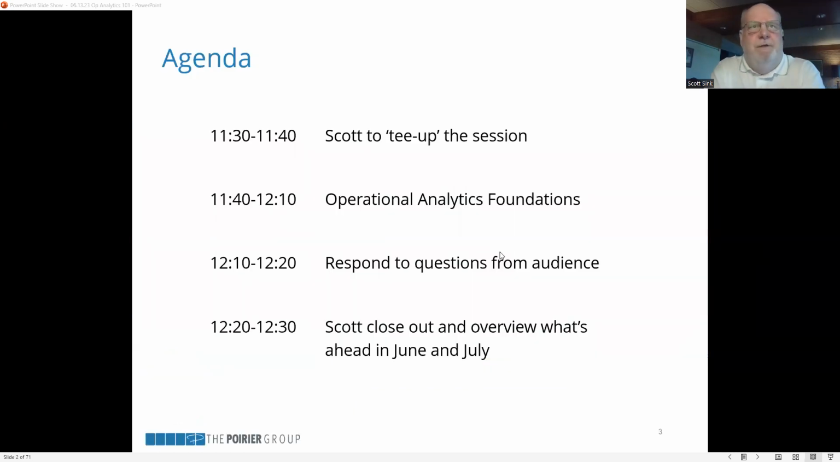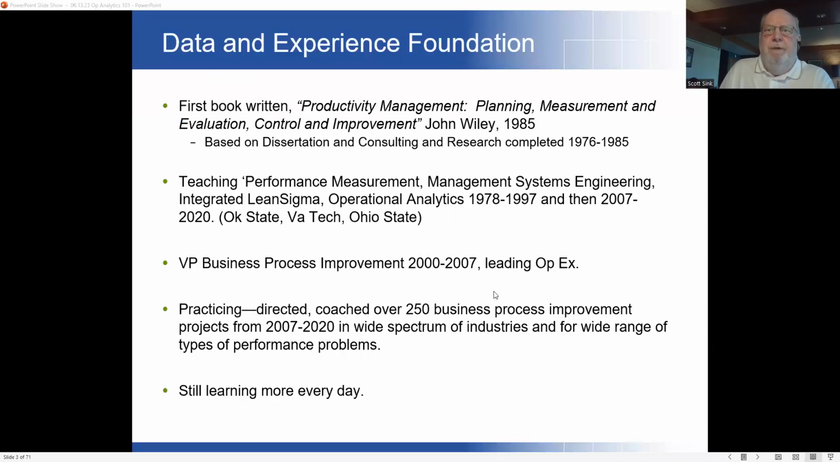So the session looks something like this. I'm going to do a little bit of tee up, and then I'm going to go into the operational analytics foundations conversation with you and talk about frameworks and models and some ways to think about how we build better performance measurement systems and do analytics better. And feel free to use the chat function. I'll be monitoring the chat, so use chat to make observations, make comments, ask questions, and I'll follow that. Then I'll weave in things that you offer and questions that you ask as we go along, and then I'll close out by talking a little bit about what's ahead.